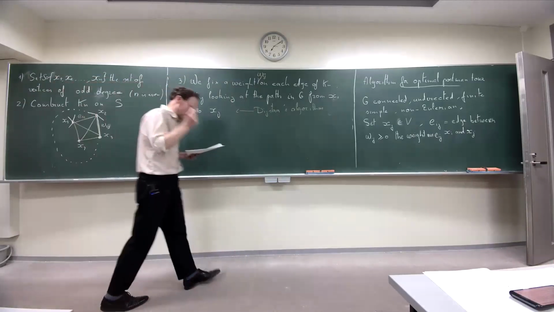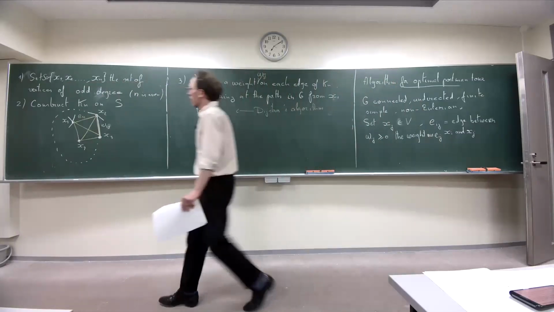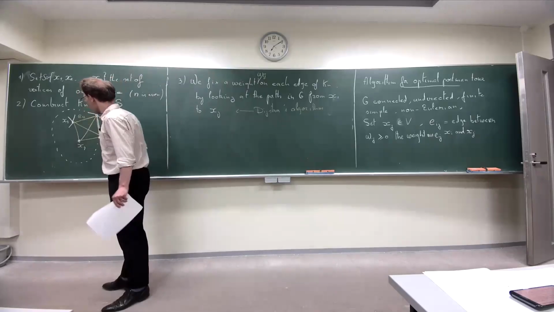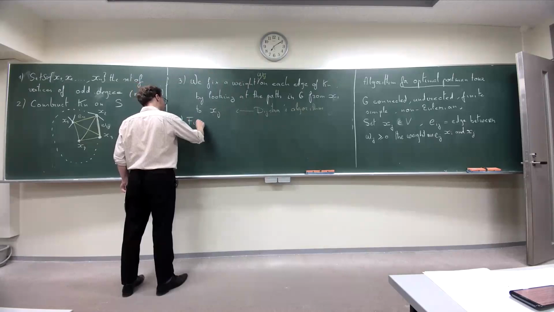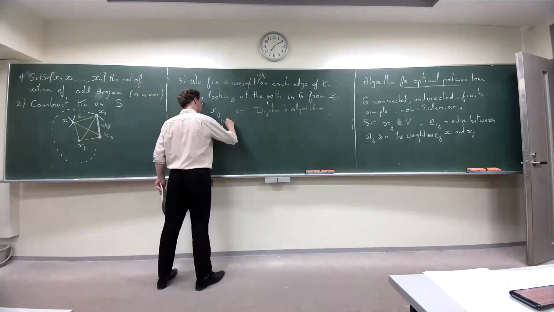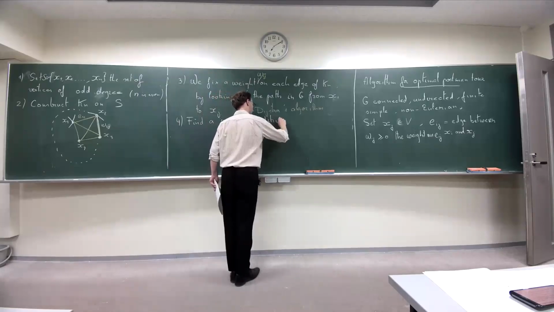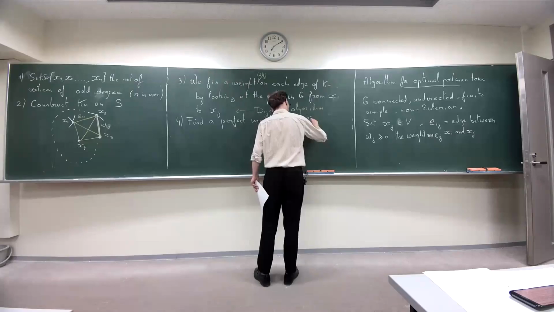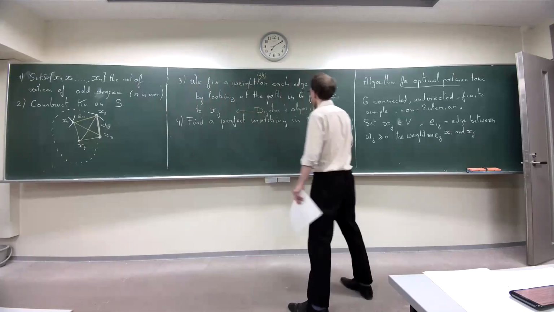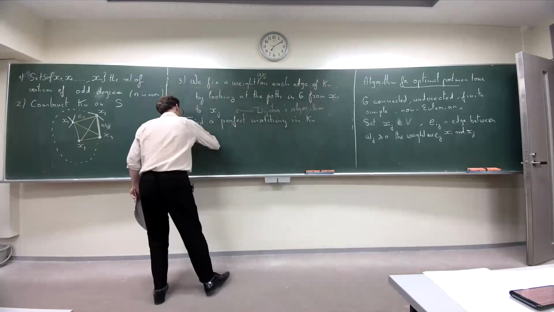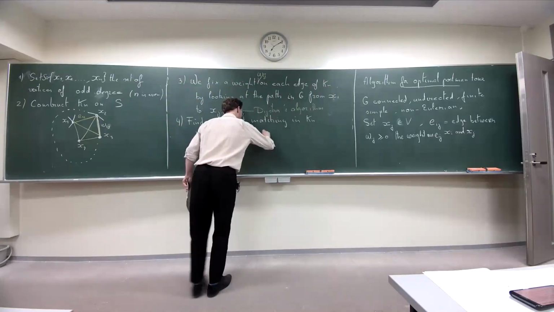Do you have any question about this? Now I have this yellow part. I find a perfect matching in Kn, and I can find it because n is even. Find a perfect matching in Kn with a minimum total weight.